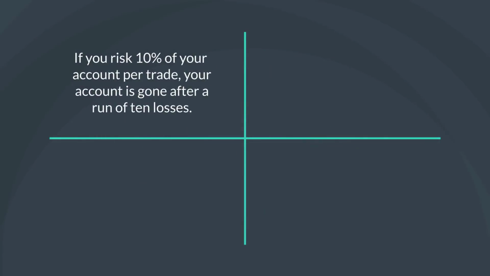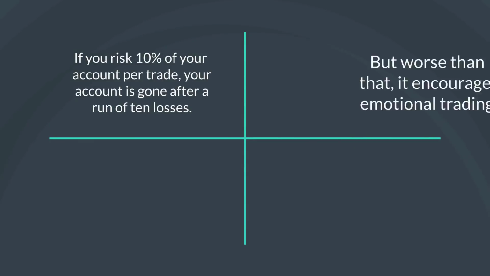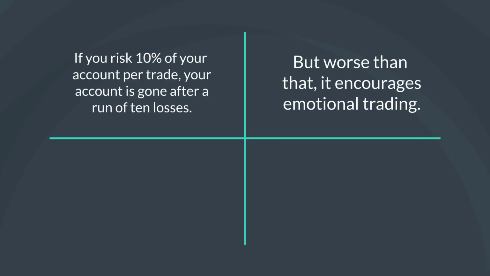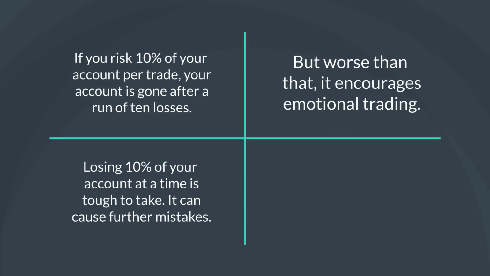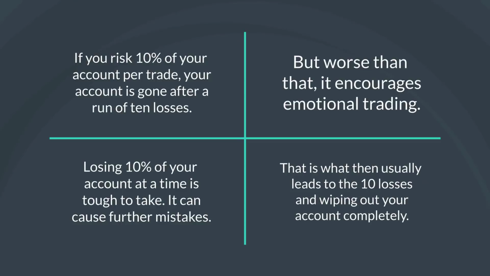If you risk 10% of your account per trade, your account is gone after a run of 10 losses. But worse than that, it encourages emotional trading. Losing 10% of your account at a time is tough to take. It can cause further mistakes. That is what then usually leads to the 10 losses and wiping out your account completely.